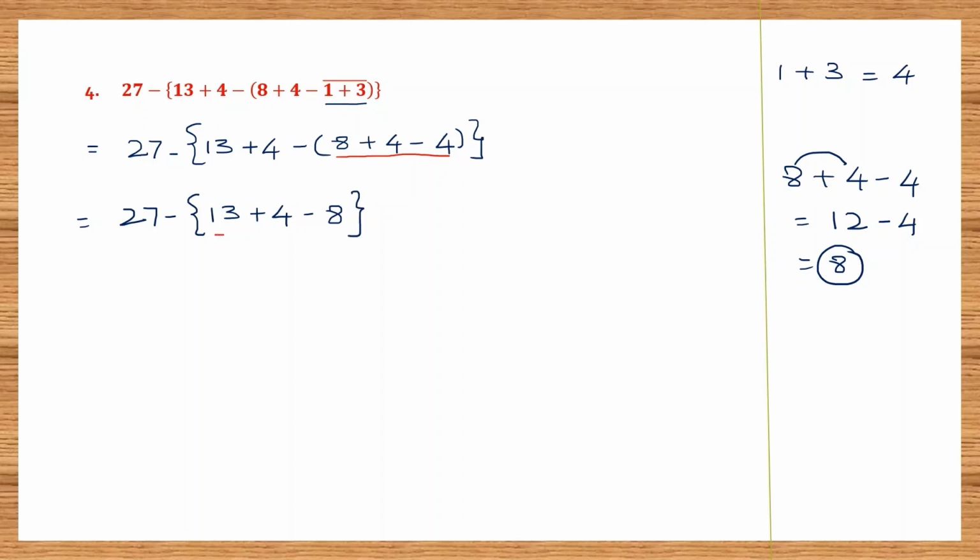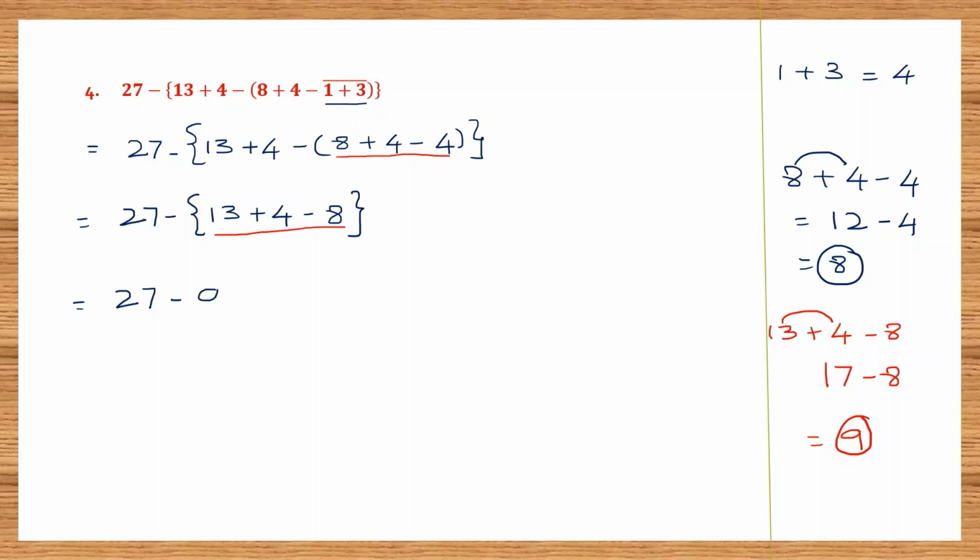So let's work out what is inside the curly brackets. Outside, whatever we have is not going to change. So 27 minus, now I'm going to remove my curly bracket. Let's work out what is within that: 13 plus 4 minus 8 is what we have. 13 plus 4 is 17. 17 minus 8 is 9, isn't it? 17 minus 8 is 9. So we've got 9 here and we're going to put it in place of the curly brackets which we have removed.